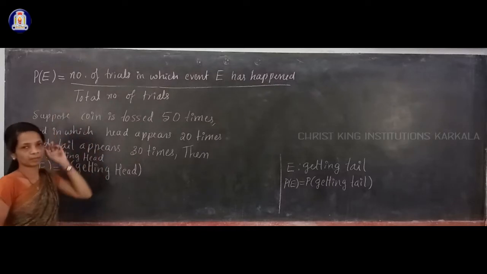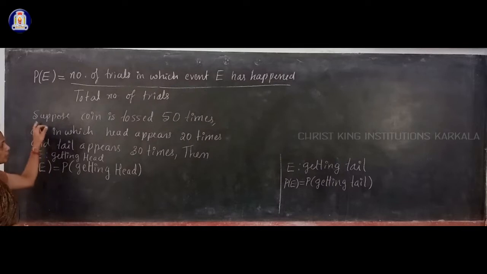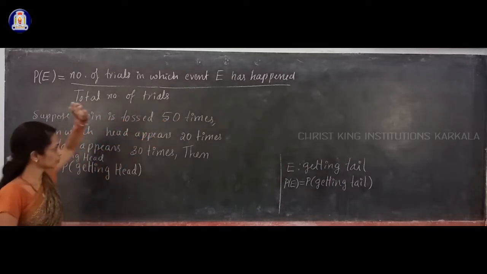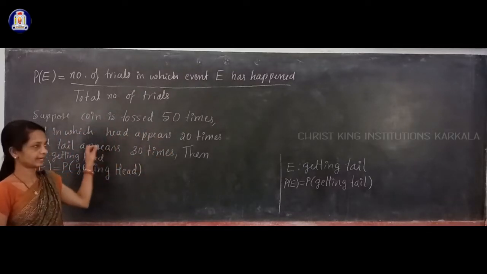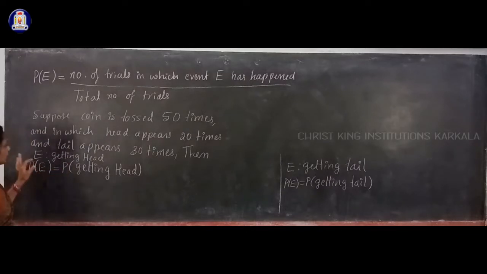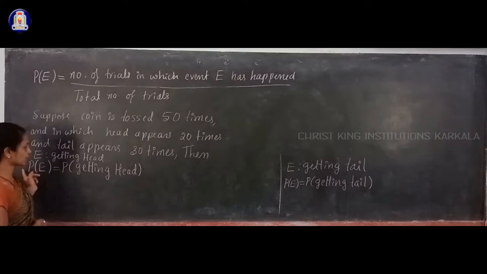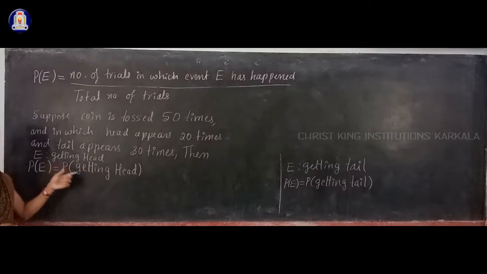We take one example, that is tossing a coin 50 times. Suppose a coin is tossed 50 times, and while tossing, you get 20 times head and 30 times tail. Event is denoted by the letter E. Suppose event E is getting head, then how to calculate the probability of getting head? We write it like this: P of getting head.